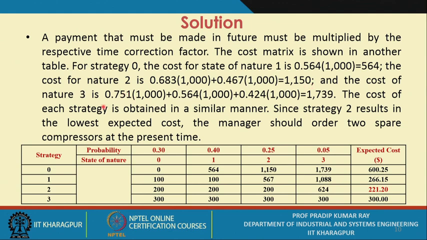The same logic we follow for calculating the cost against the state of nature 3, that is 0.751 into 1000 plus 0.564 into 1000, 0.424 into 1000, that is 1739. The cost of each strategy is obtained in a similar manner. Since strategy 2 results in the lowest expected cost, the manager should order 2 spare compressors at the present time.